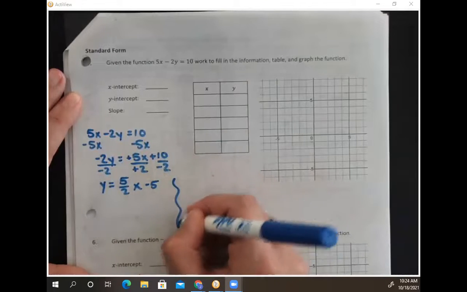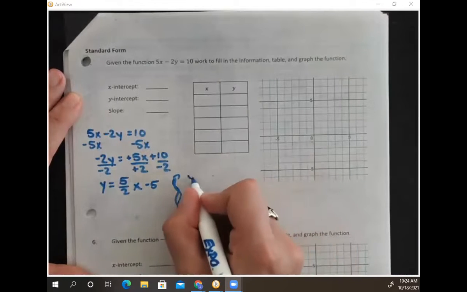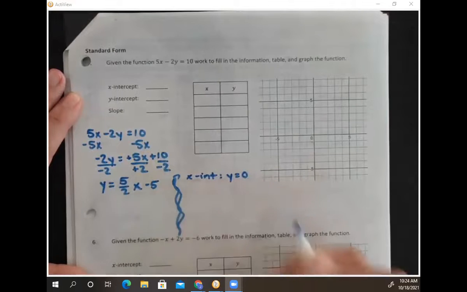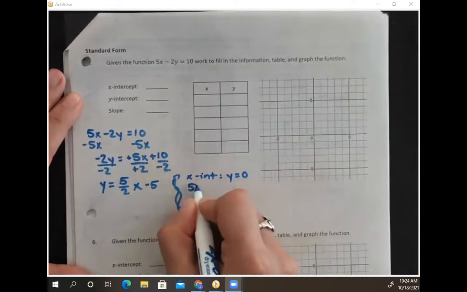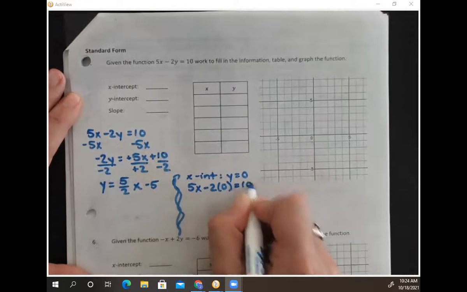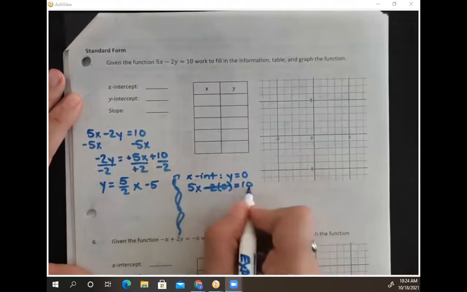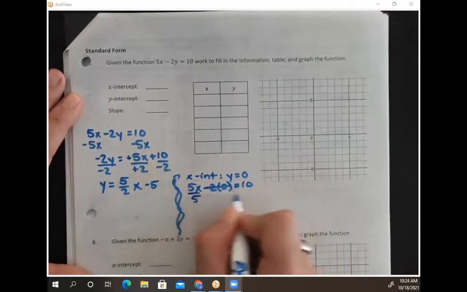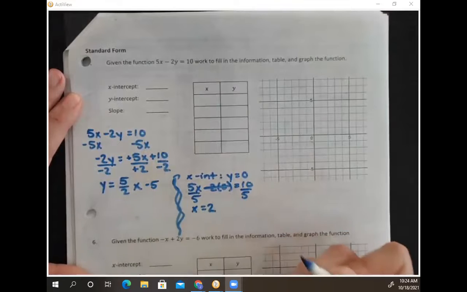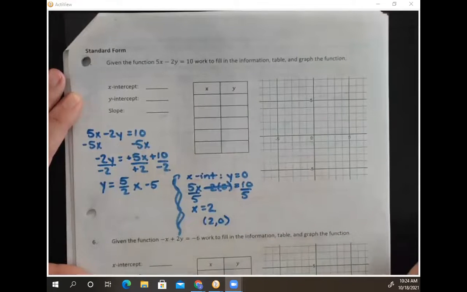And then really quickly, I'm also going to do the x and y intercept version. So remember, to find our x-intercept, we're going to plug in y equals 0. So that would be 5x minus 2 times 0 equals 10. Negative 2 times 0 is just 0. So I'm left with 5x equals 10. Divide both sides by 5. And we get x to be 2. So we have an x-intercept at 2. The point 2 comma 0 is on my graph.